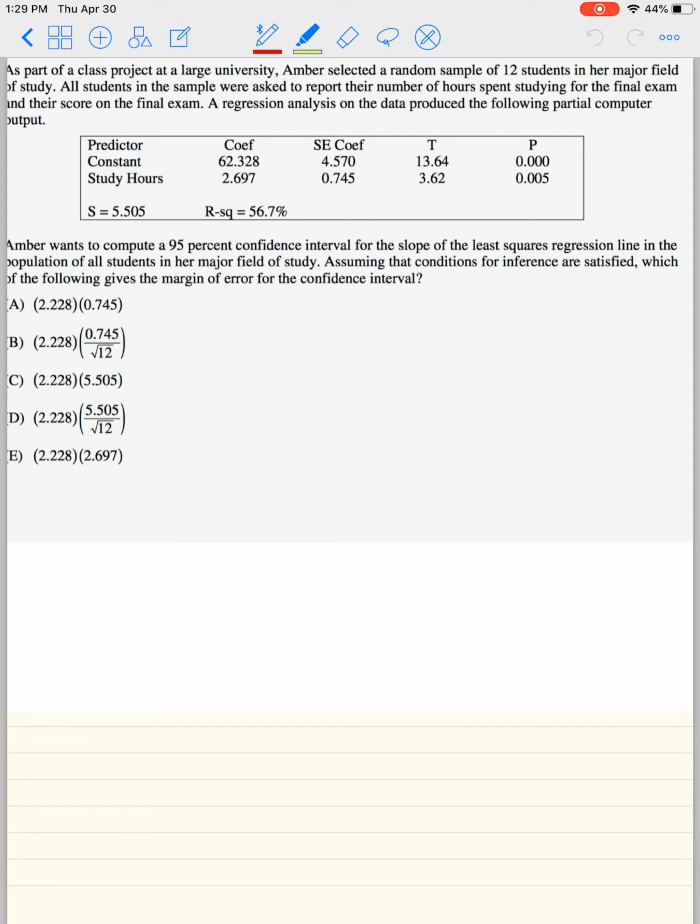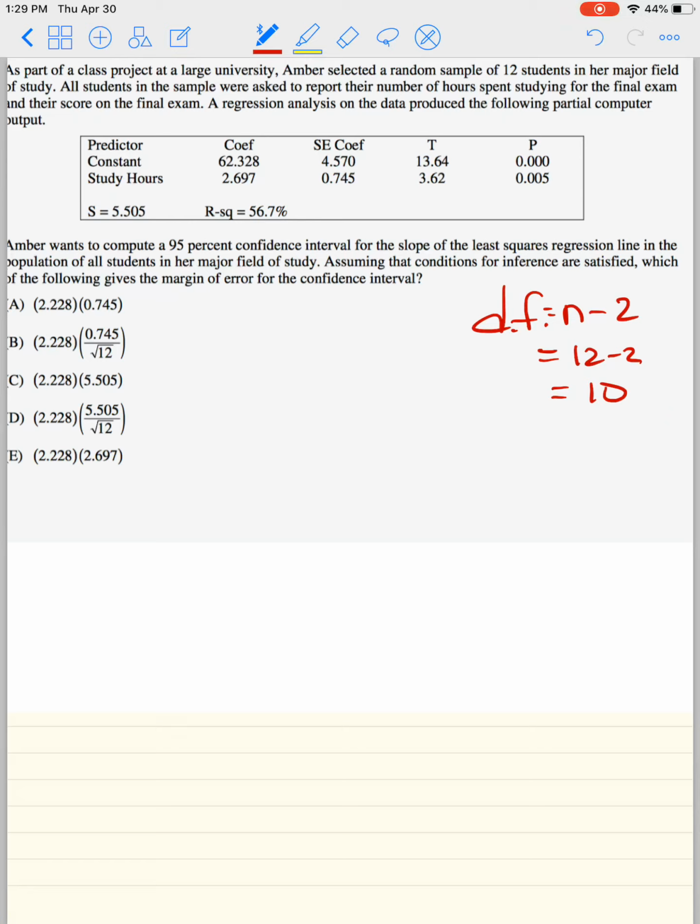It says, as part of a class project at a large university, Amber selected a random sample of 12 students in her major field of study. You should stop right there, and the first thing that you should do is say to yourself that the degrees of freedom is always n minus 2, and in this case, it's 12 minus 2, which is 10. So that's going to be really, really important, okay?